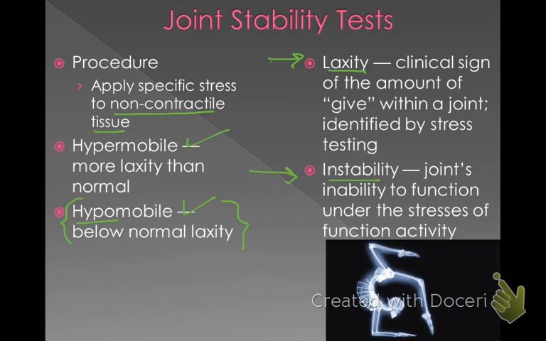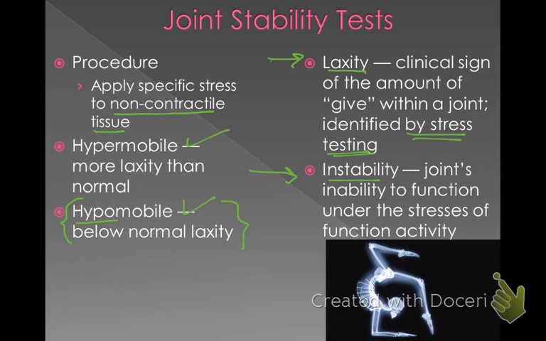When we define laxity, what we're saying is that this represents a clinical sign that gives us the amount of movement or give within a joint, right? And we can test laxity by using what we're going to call stress tests. And we'll give you more specific stress tests when we get into specific evaluations for specific joints. On the opposite end of the spectrum is instability, right? And so this is the joint itself, right? So not the amount of give, but the joint's ability or inability, more importantly, to function under stress.